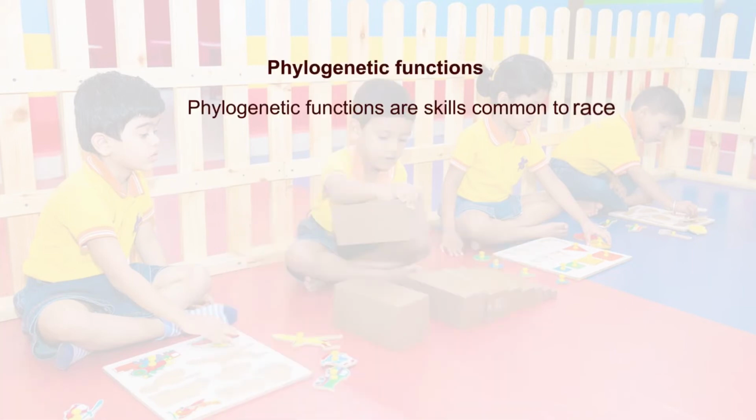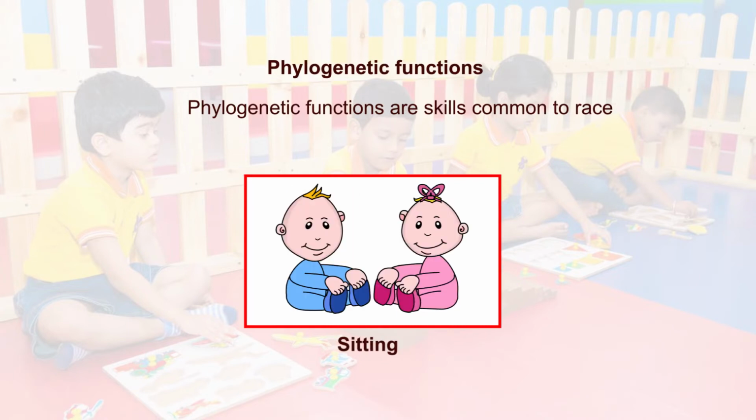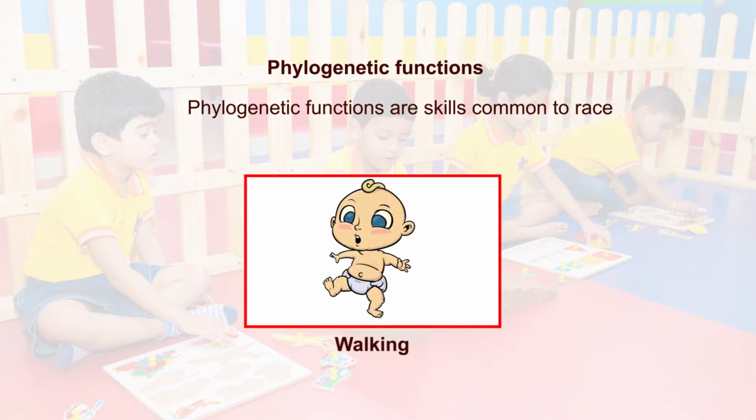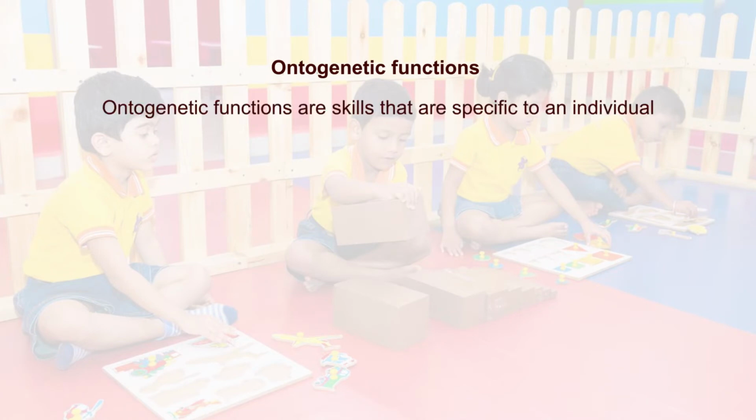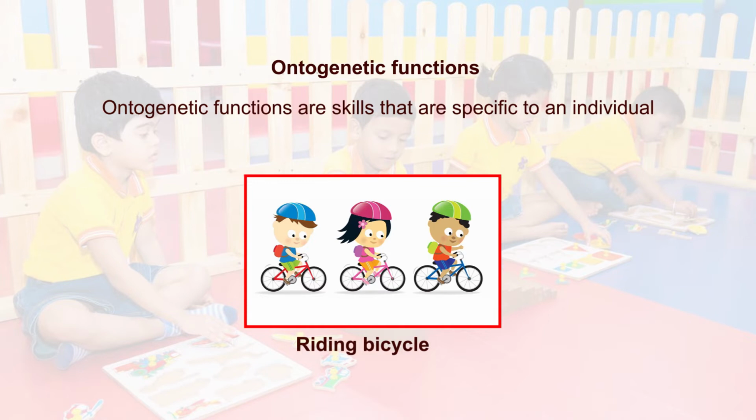What are phylogenetic functions? They are skills common to the race. For example, crawling, sitting, walking style, etc. Then ontogenetic functions. Ontogenetic functions are the skills that are specific to an individual. For example, skills like swimming, riding a bicycle, or even writing. Havighurst has referred to this maturational readiness as the teachable moment. It is because at this period the child cannot learn until they are developmentally ready.